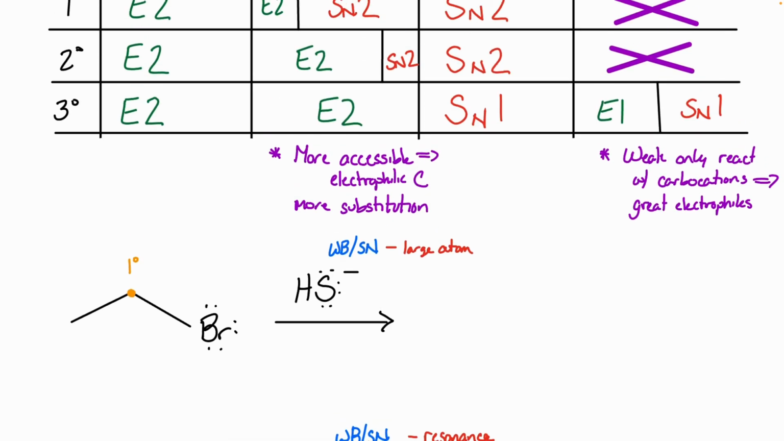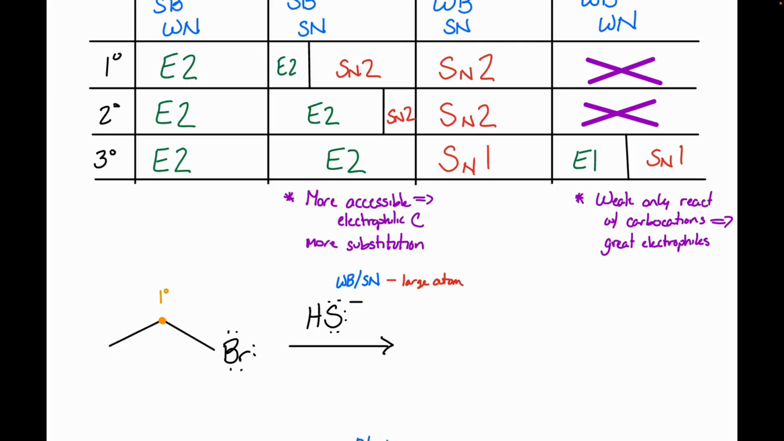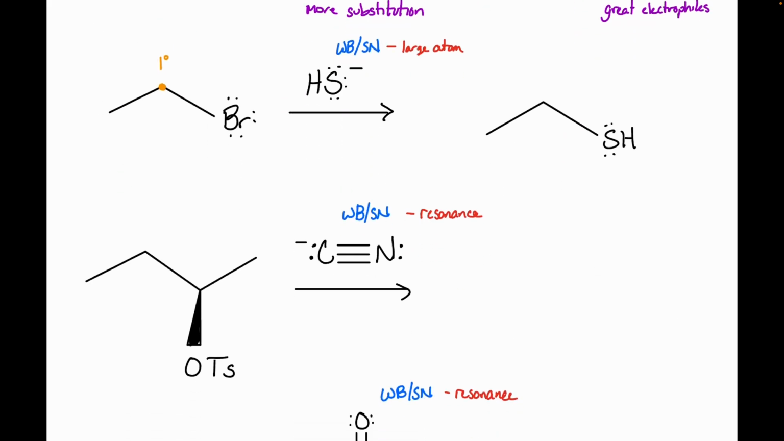So here, let's look at our cheat sheet. We've got a primary, that's a weak base, strong nucleophile, so that's an SN2. Now we need to substitute out that halogen for our SH, creating what functional groups? Does anybody remember what we call these? Thiols. Awesome.